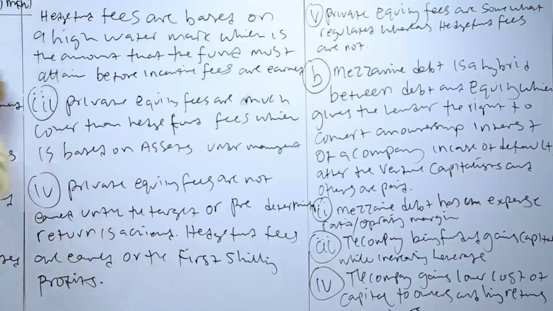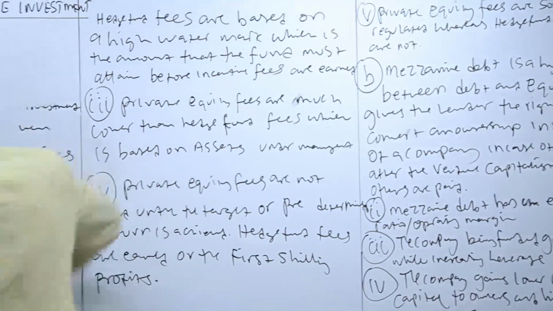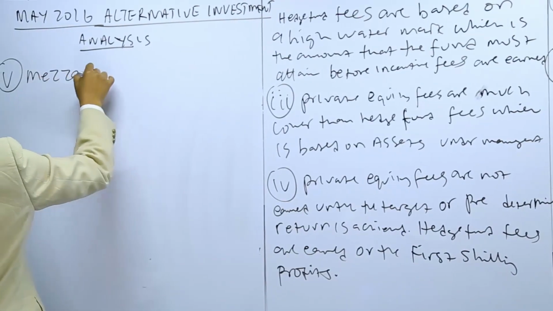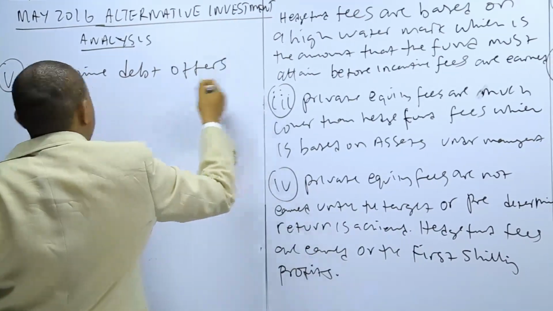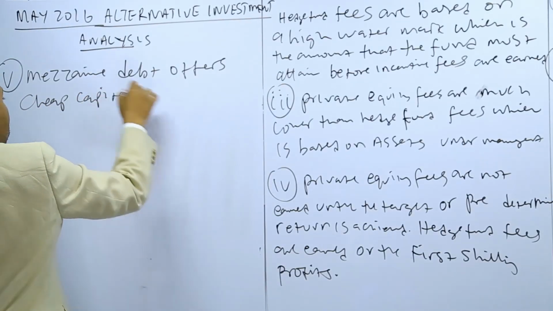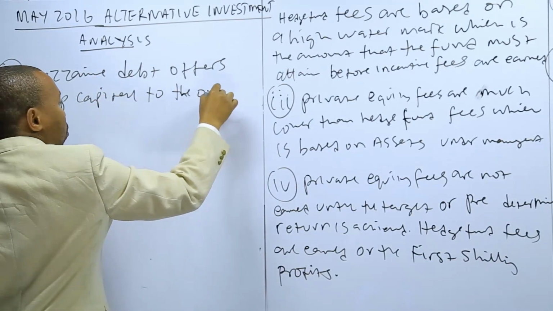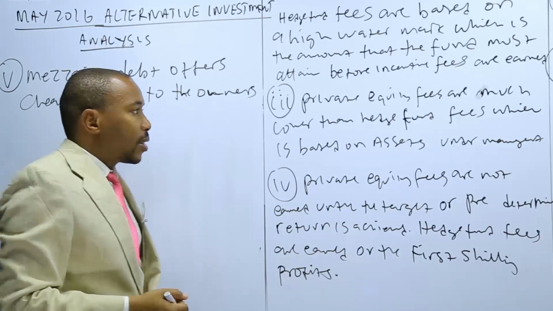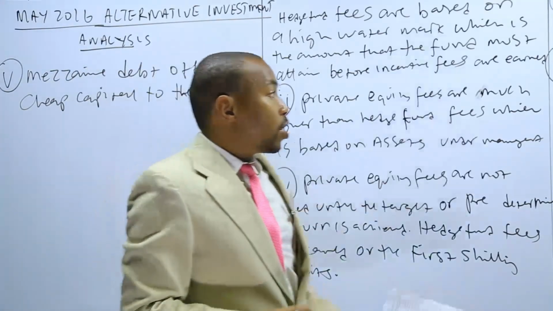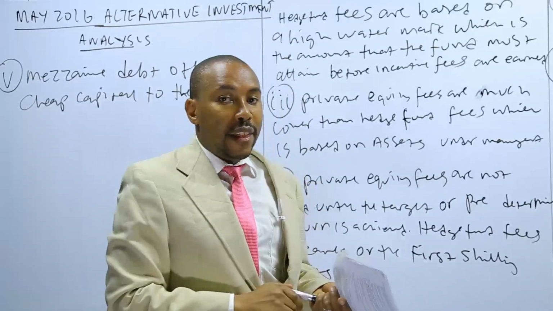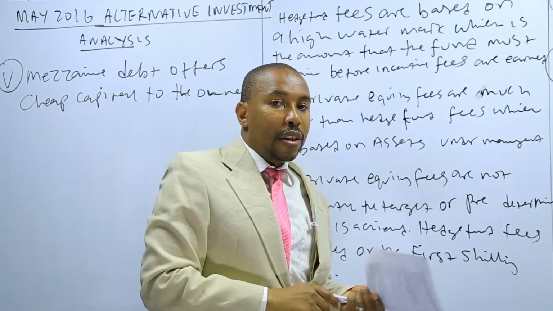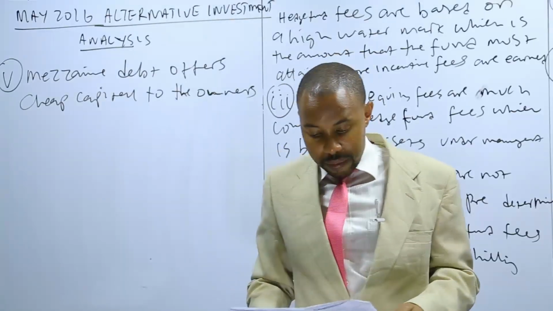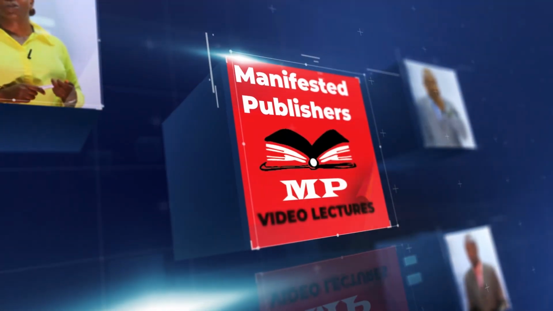We can move on this side. Offers cheap capital to owners. Cheap sources of capital to the owners there. Those are the 5 characteristics that distinguish mezzanine debt from either the equity types of private equity investments and the debt forms of private equity investments there.